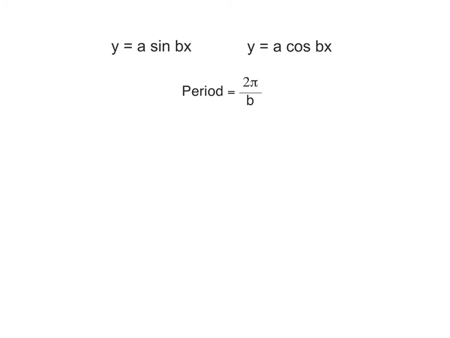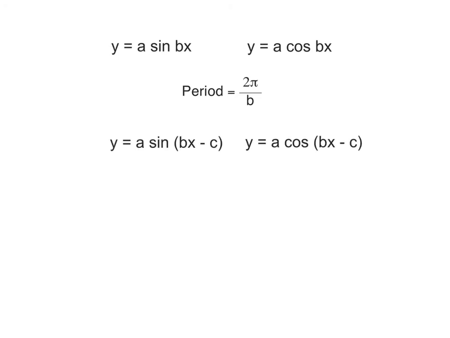And again, depending on the value of b, whether it is greater than 1 or less than 1, would determine whether you are horizontally stretching or shrinking the function. So if b were less than 1, say b was equal to 1/2, then the period would equal 4 pi, and you would be stretching it horizontally. Whereas if b was equal to 2, then the period would only equal pi, and you would be shrinking it horizontally.